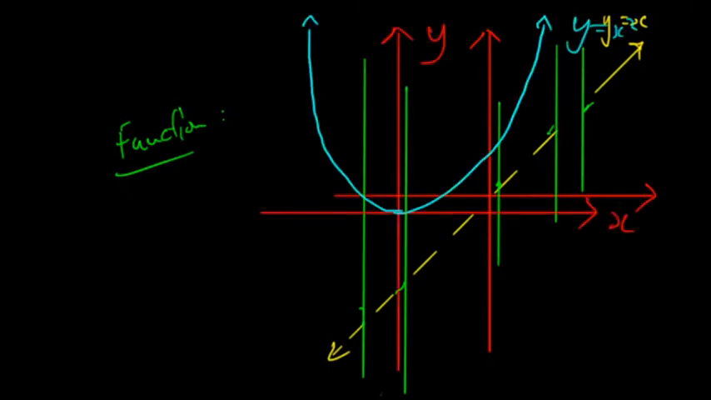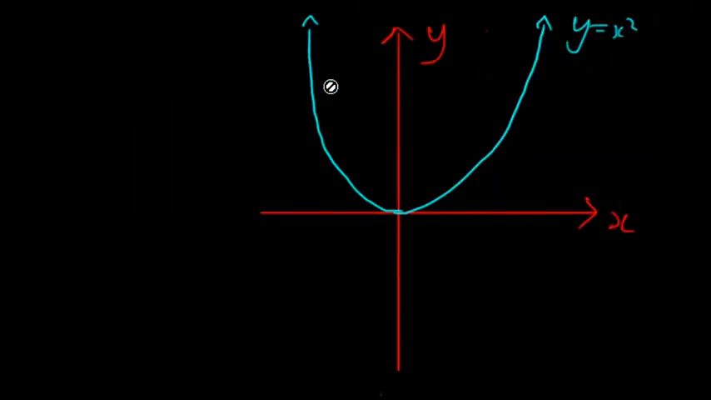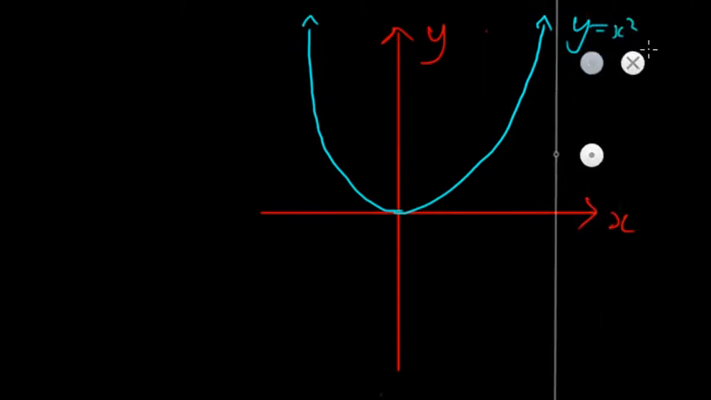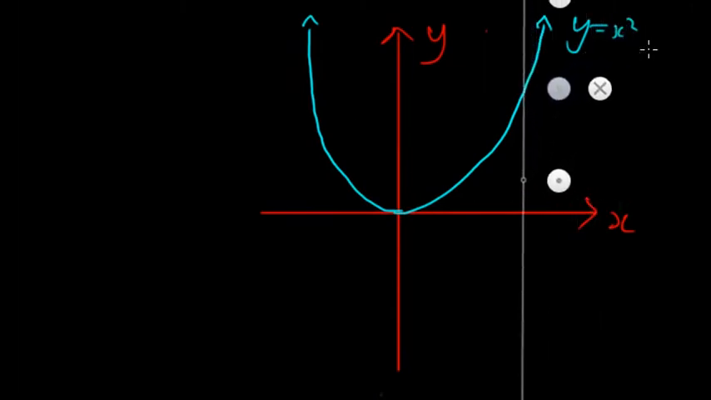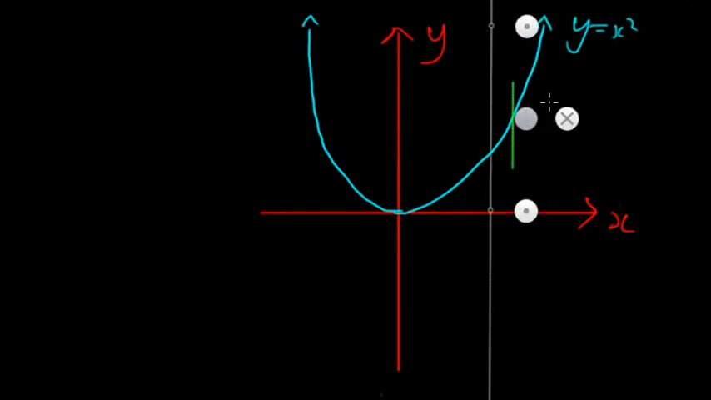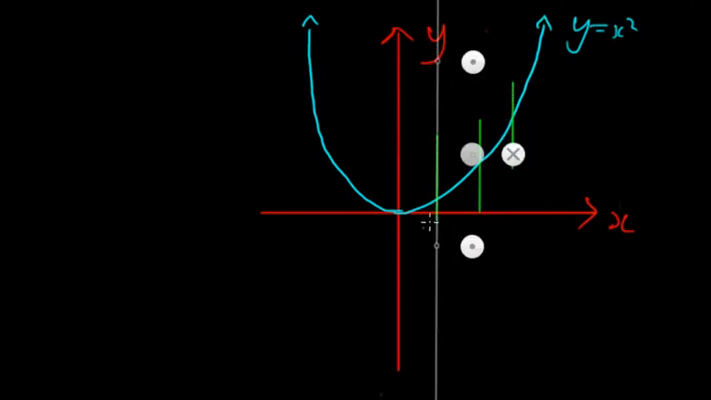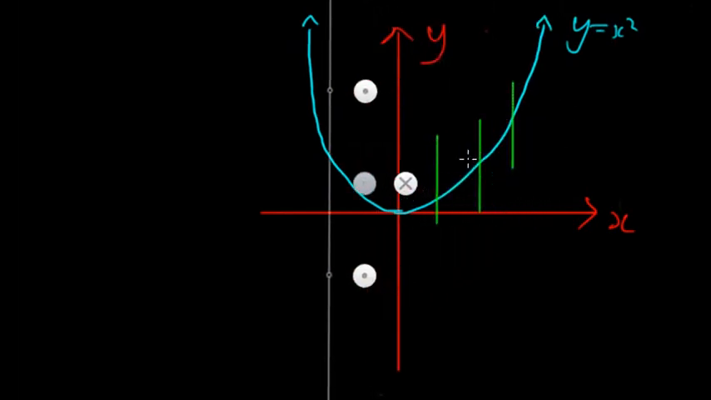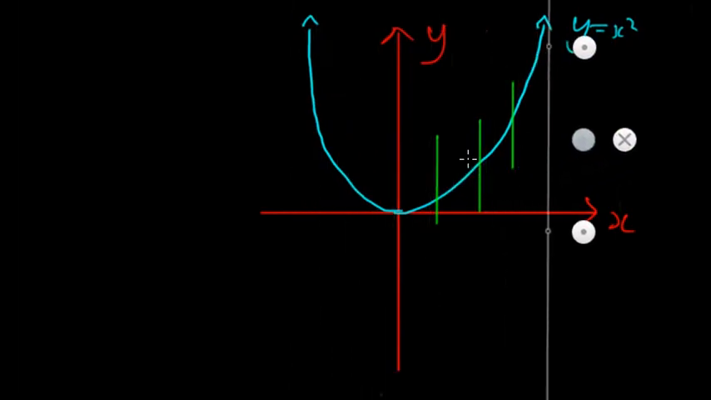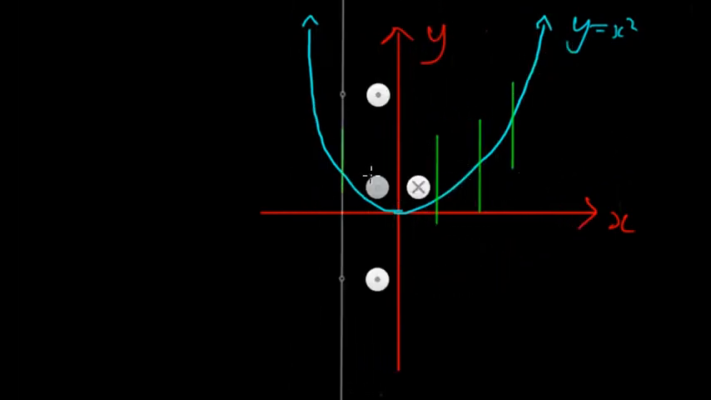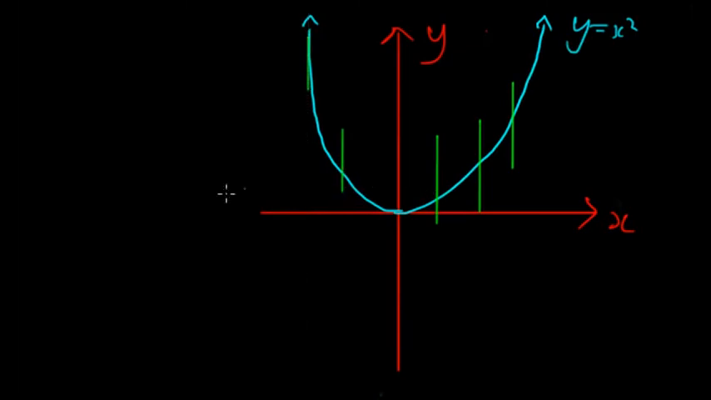Looking at the next graph, we have y equals x squared, so a parabola. If we take a vertical line, we can go along and see that at every point there is only one intercept. You can draw lines if you want, but you should be able to see that no matter what x value you go along, there is only one corresponding y value. So that means y equals x squared is a function.